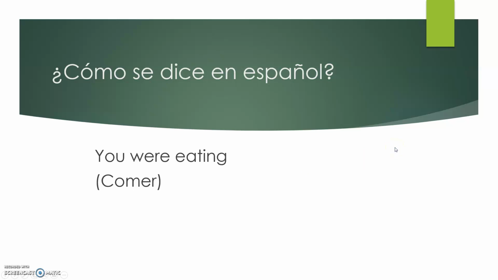How about you were eating? So I want the tú form of the verb comer in the imperfect tense. Comías. Tú comías means you were eating or you used to eat.